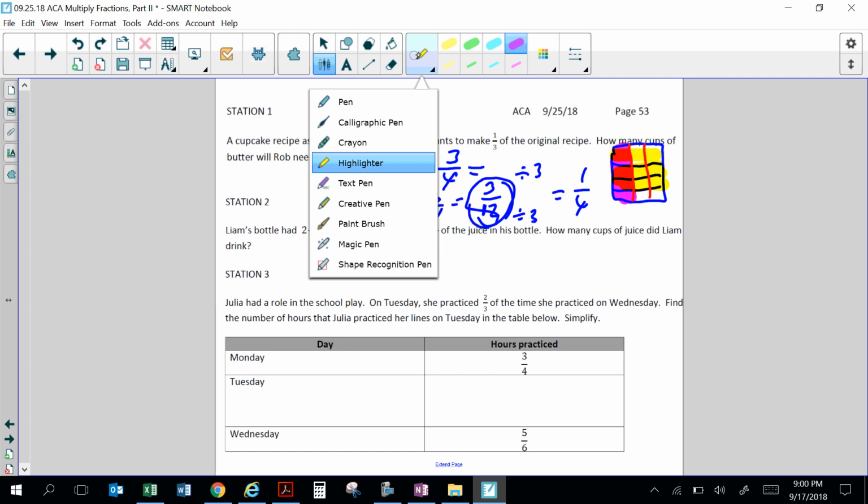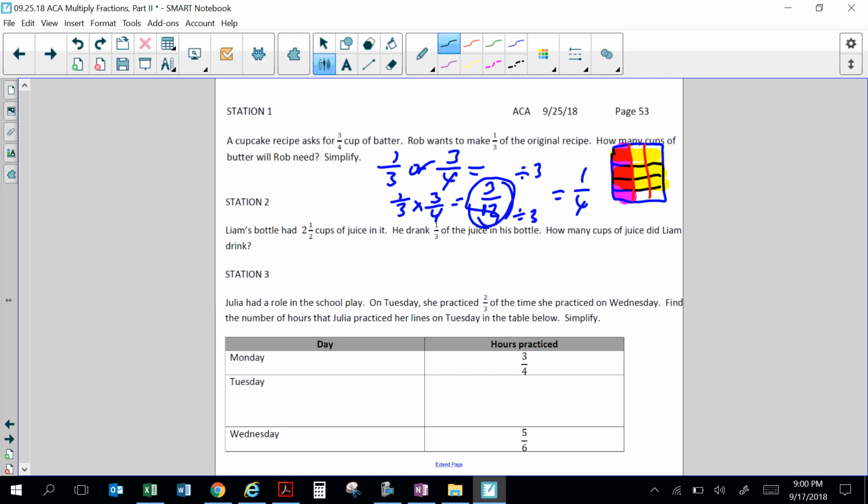Next one. Liam's bottle has 2.5 cups of juice in it. He drank 1/3 of the juice, so he drank part of the juice. How many cups of juice did Liam drink? So we keep 1/3 and turn this mixed number into an improper fraction. 2 times 2 is 4, plus 1 more is 5 halves.